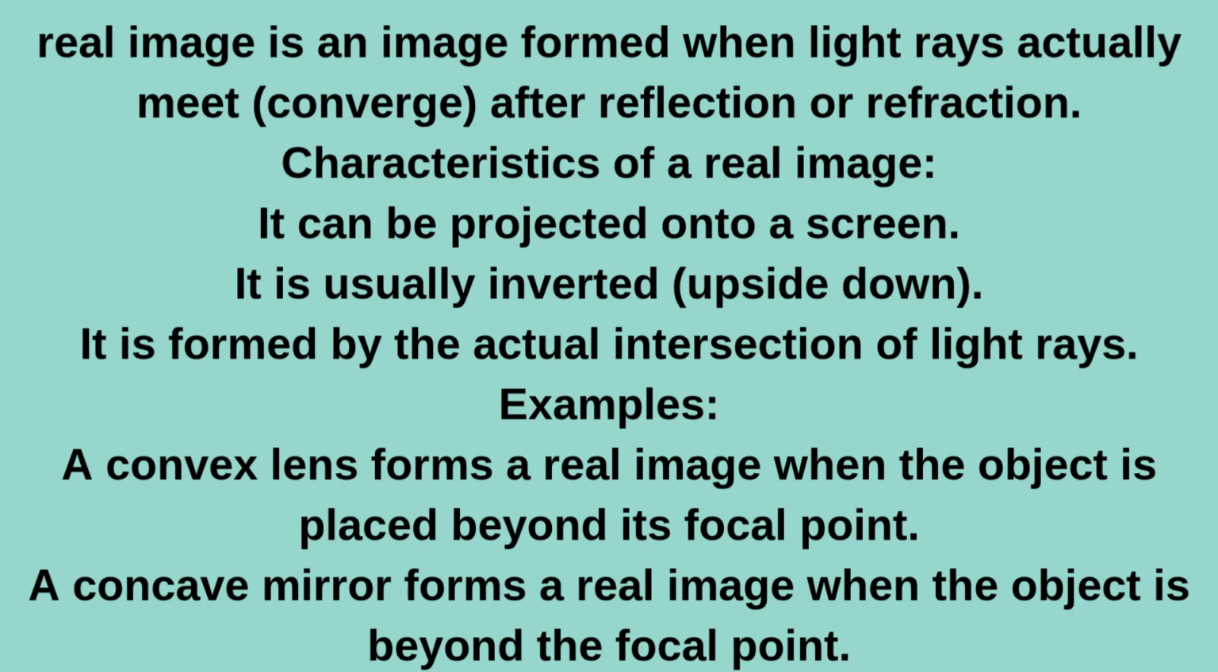A real image is formed when light rays actually meet. Such an image can be projected onto a screen. It is also inverted. A convex lens and a concave mirror can produce real images under suitable conditions.